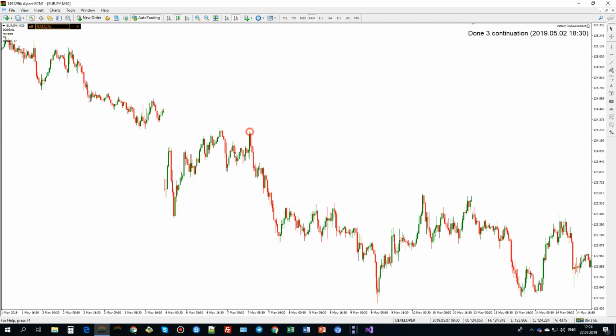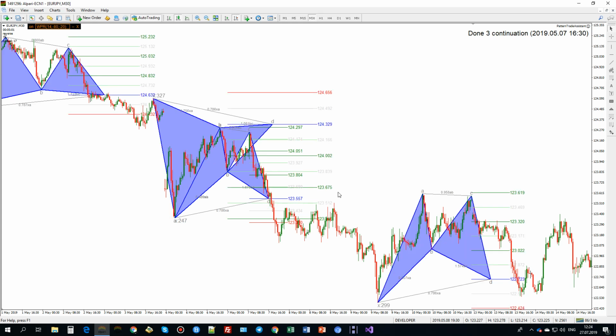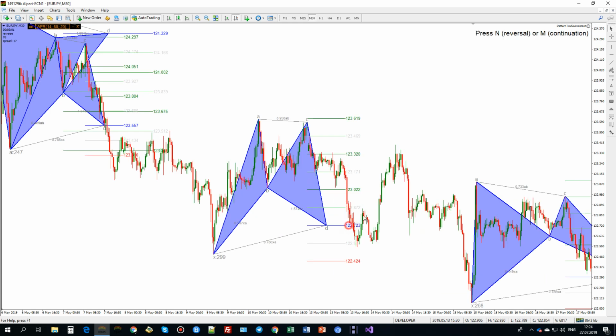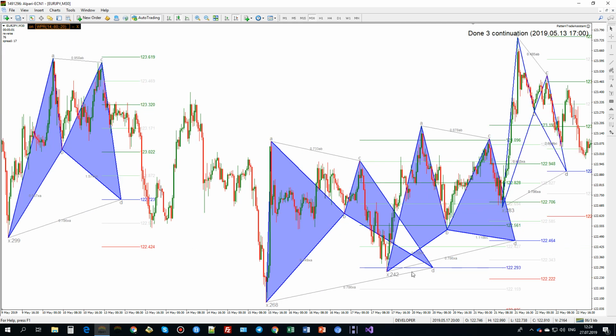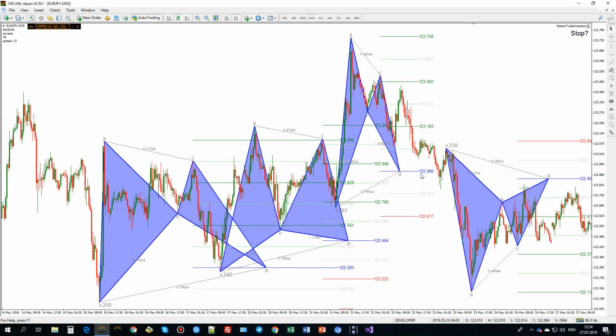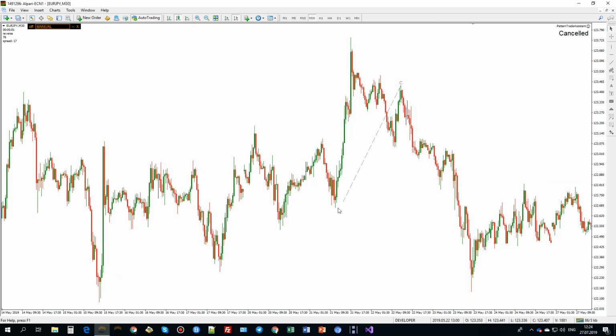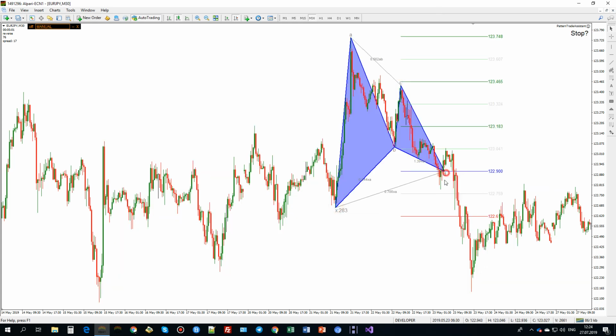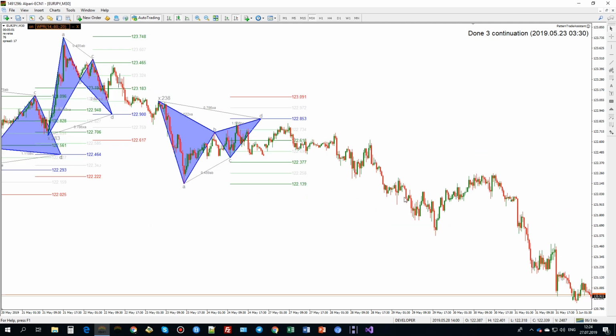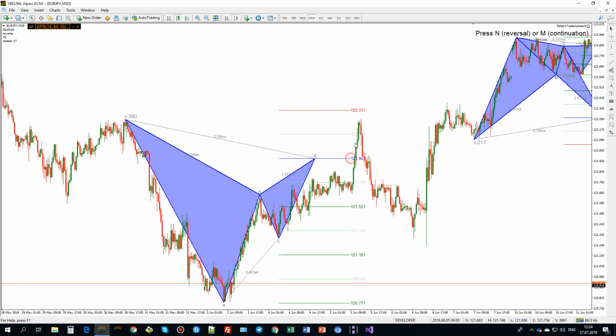Okay, I need to redraw it. 1, 2, 3. 3 continuations. And this is 2 reversals, 1 continuation. This is 1, 2, 3 reversals. Sorry, need to cancel this. Redraw the pattern. This is 3 continuations, and this is nothing. This is 1 reversal and 2 continuations.